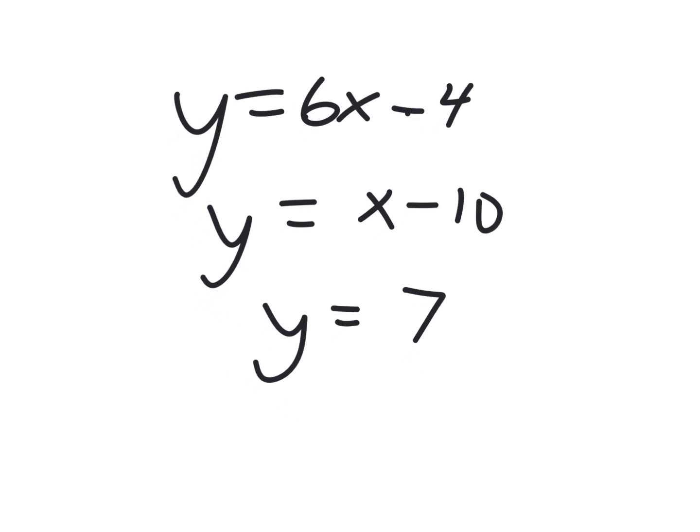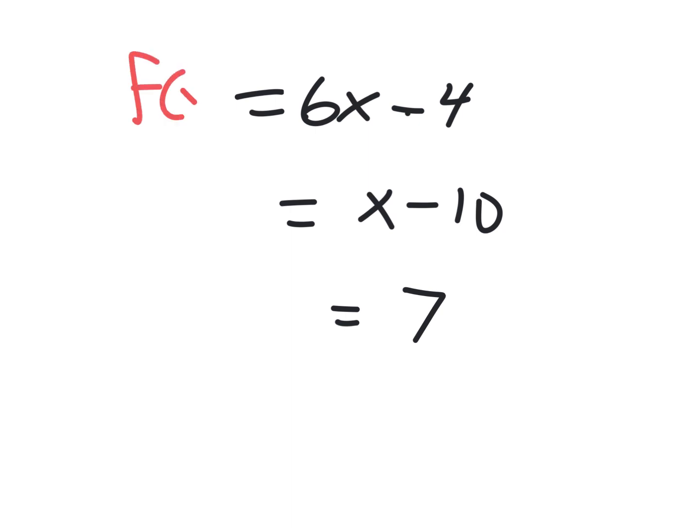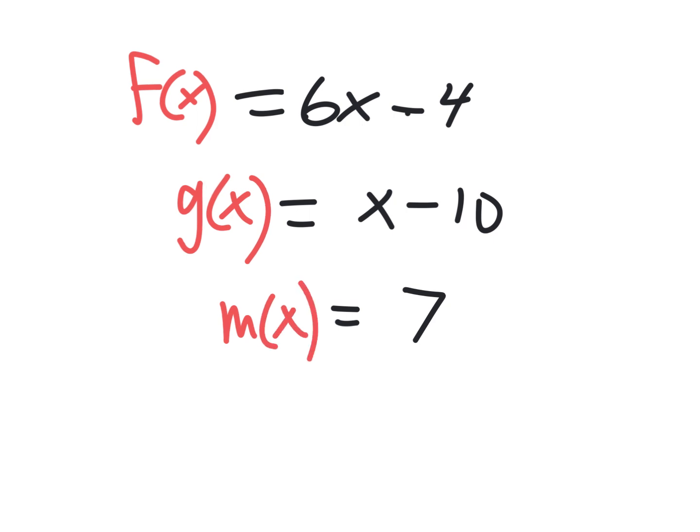Instead of saying y, they could call it, well, they are different, aren't they? They're different than each other. So I could say this one's f of x, and I could say this one's g of x, and I could say this one's m of x. You can give them different letters, and yet they're all still functions. All right, so that's some of the advantages of this form.